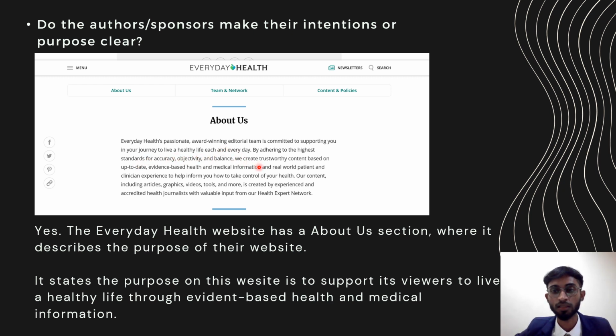This is done by adhering to the highest standards for accuracy, objectivity, and balance. Not only that, their content comprises articles, graphics, videos, tools, and more, which have been created by experienced and accredited health journalists. Besides that, it has also been created by health experts, which are the doctors, nutritionists, and dietitians.